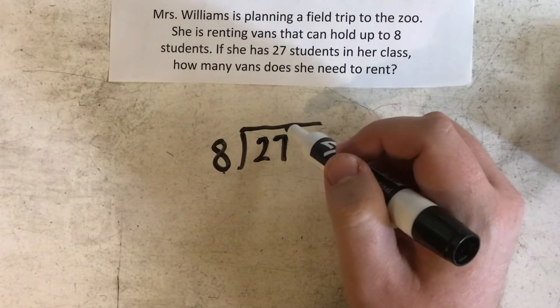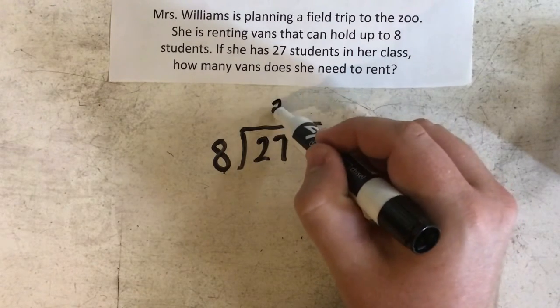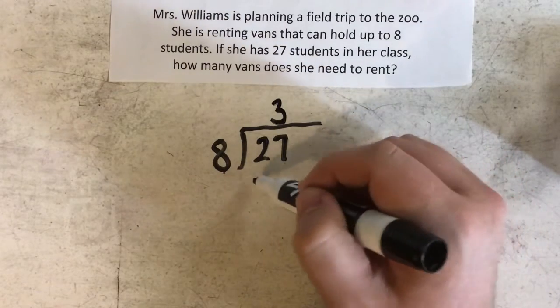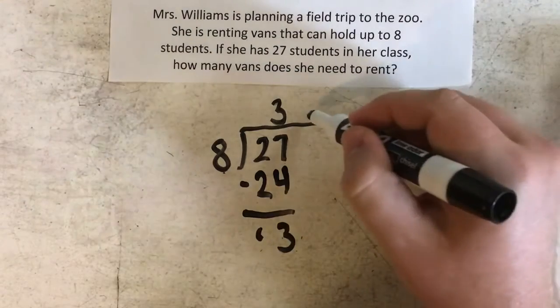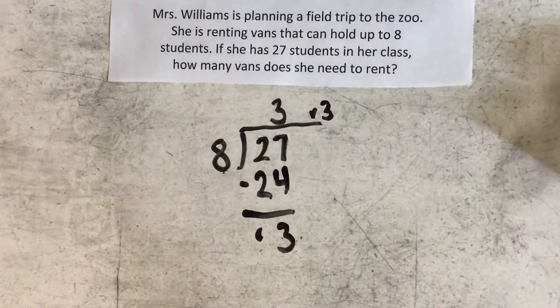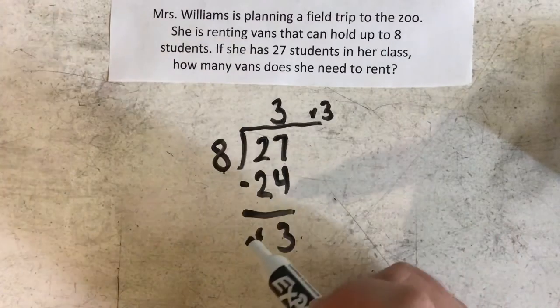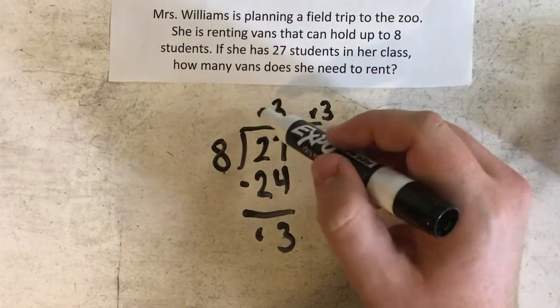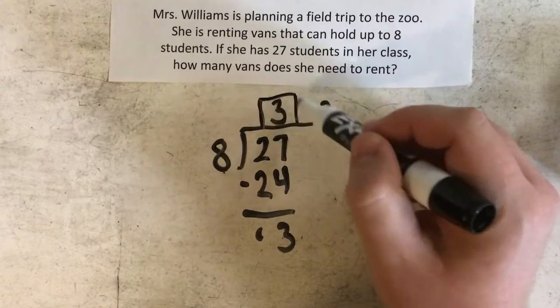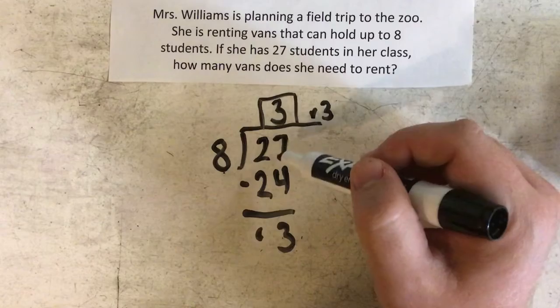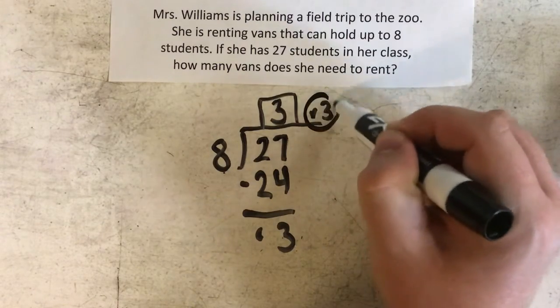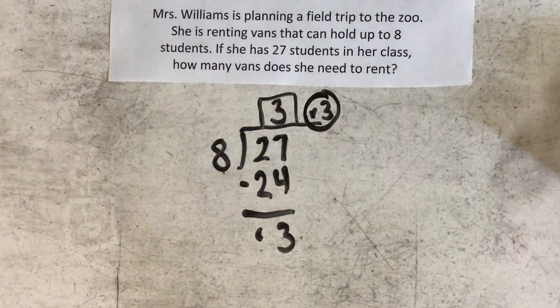So I'm going to divide 8 into 27 3 times. 3 times 8 is 24. And when I subtract, there's a remainder of 3. So if I'm looking at my question and it says, how many vans does she need to rent? Well, I have to look at my answer to determine that. 3 whole vans will be needed for 27 students, but there's also going to be 3 students left over.